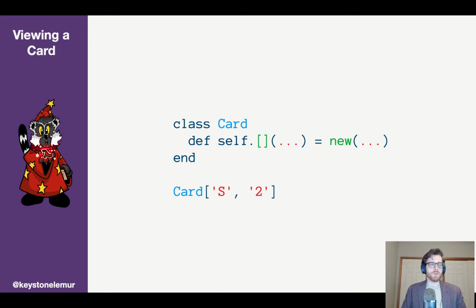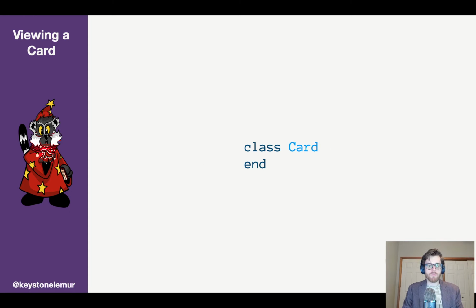Now, why do we do this? Well, to emulate the behavior of struct, in which you can create a new version of a class using brackets. You might also notice the equals here, which is the new Ruby one-liner method. We'll be using both of these new features extensively throughout the talk. Now, back to our card.